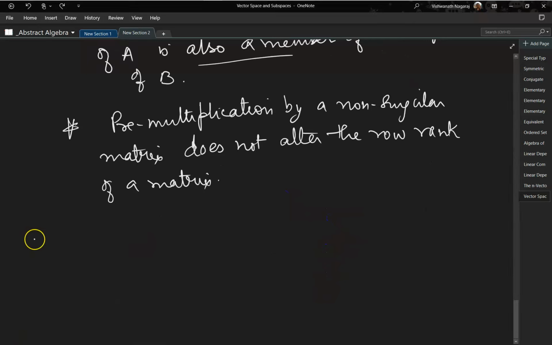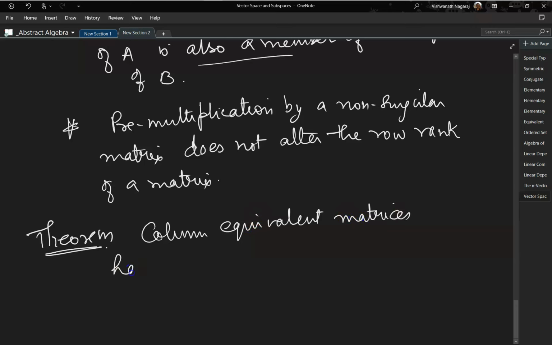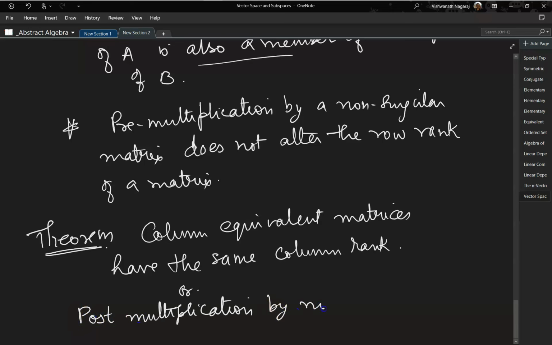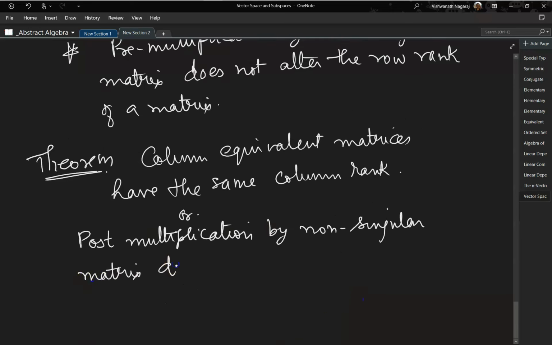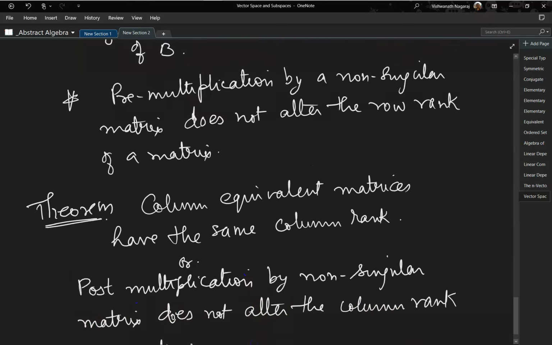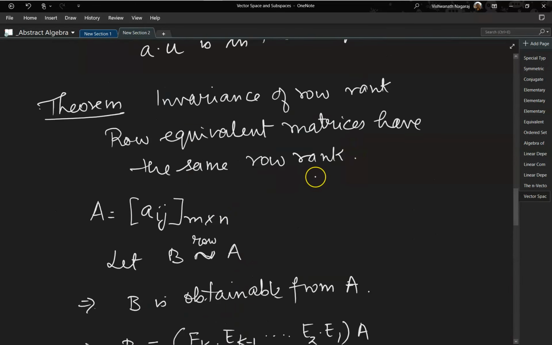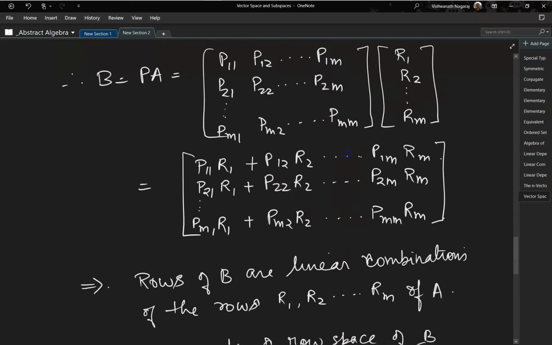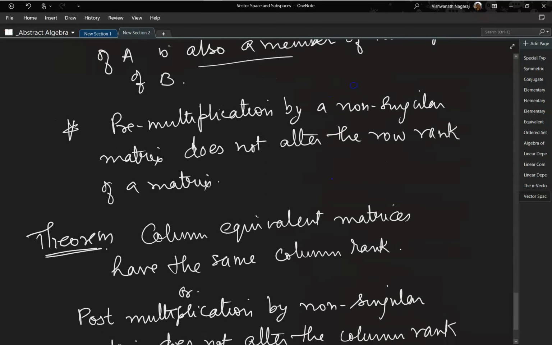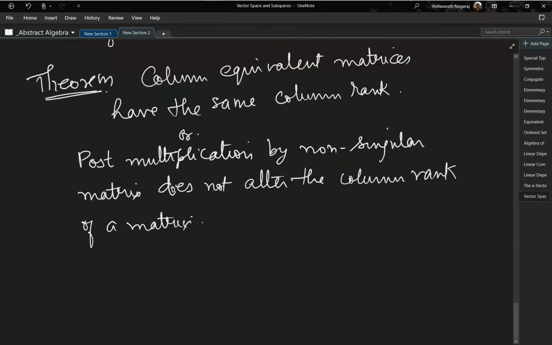Now let's look at the next theorem. Column equivalent matrices have the same column rank, or we can also say that post multiplication by a non-singular matrix does not alter the column rank of a matrix. And the proof of this is pretty similar to what we did here. Row equivalent matrices have the same row rank. There we are talking of column equivalent matrices having the same column rank. So follow the same procedure to prove this theorem as well.